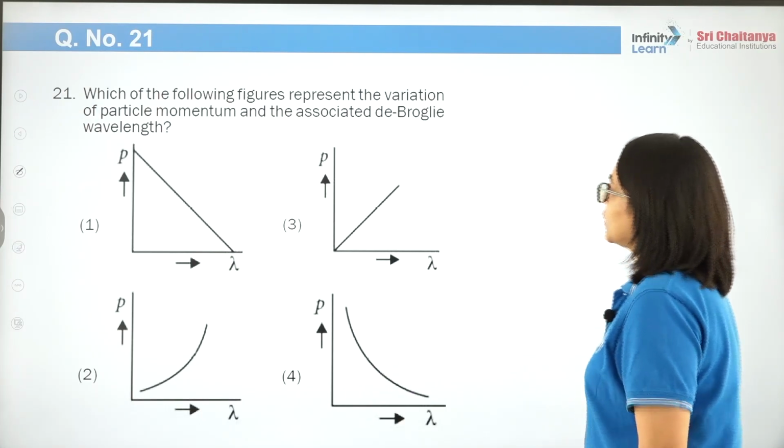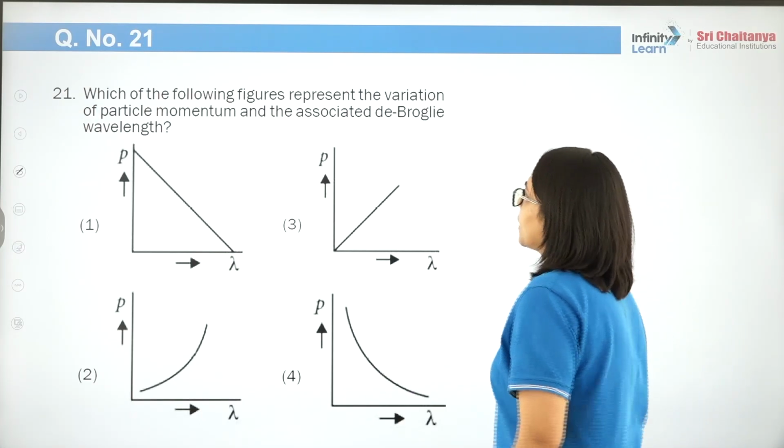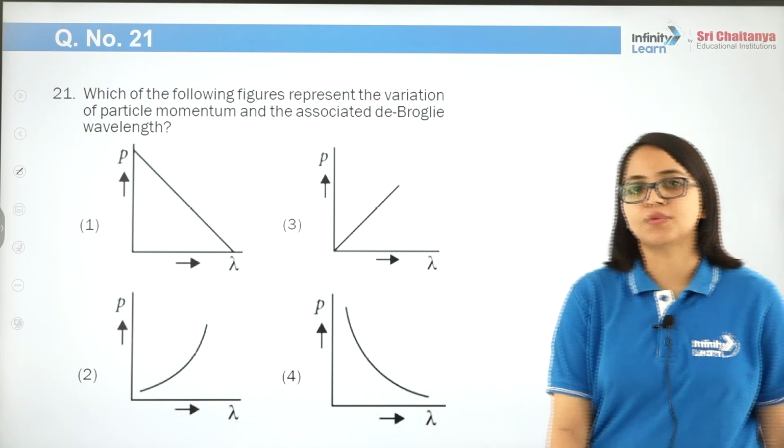Question number 21. Which of the following figures represents the variation of a particle's momentum and associated de Broglie wavelength?